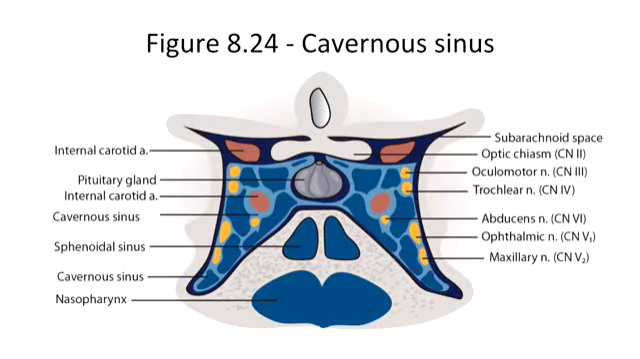This is figure 8.24, which shows a coronal view of the cavernous sinus. Again, notice that cranial nerves 3, 4, parts of 5, and 6 all traverse the cavernous sinus. We can also see the internal carotid artery right here.